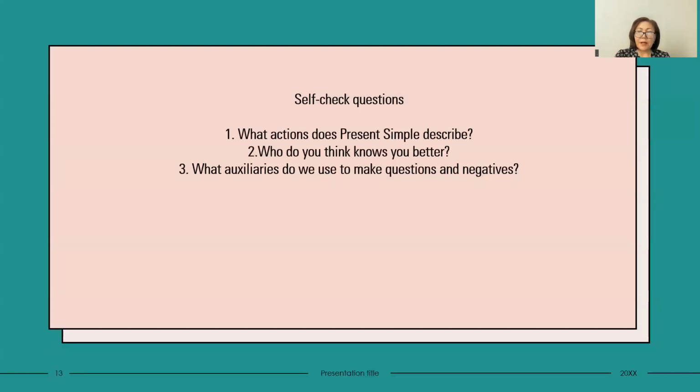Self-check questions. I ask you at home to prepare answers to these questions. What actions does present simple describe? Who do you think knows you better? And what auxiliaries do we use to make questions and negatives?